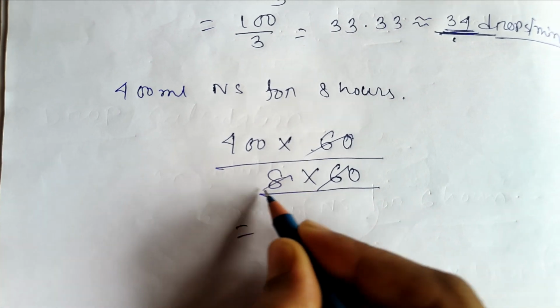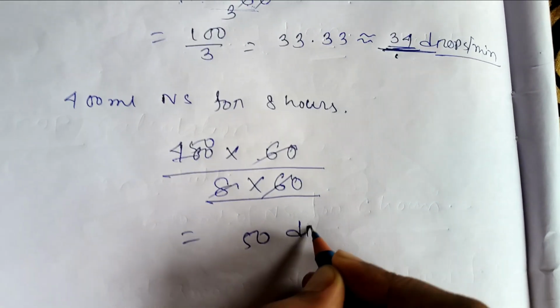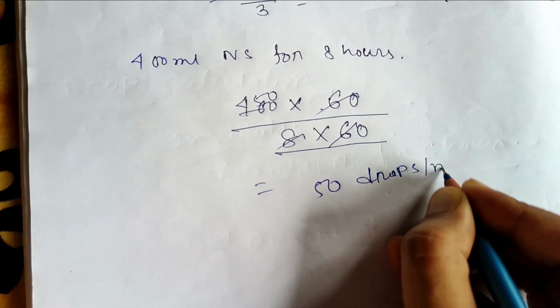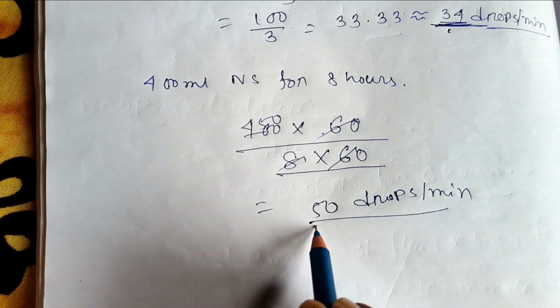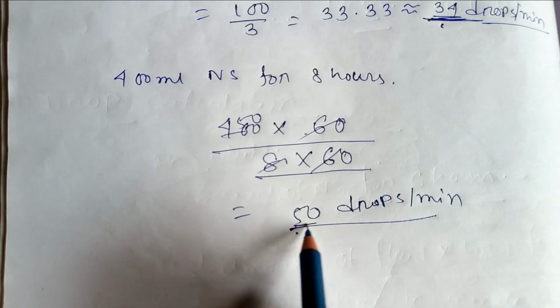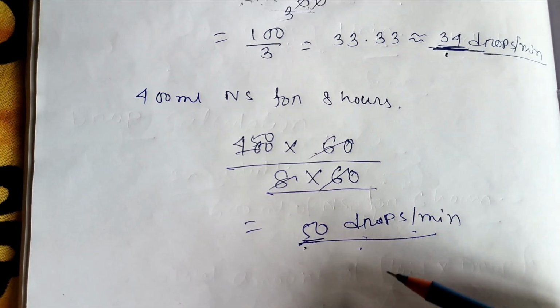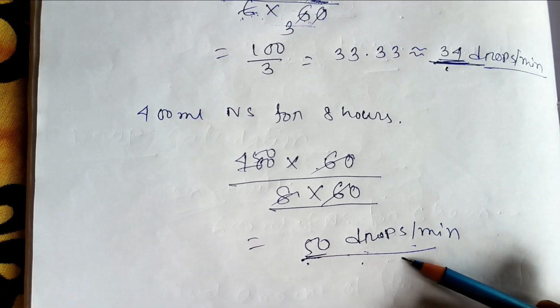So by this way we get the drops per minute. It should be calculated as 50. So 50 drops per minute. So we have to administer to the patient; the pediatric child is getting 50 drops per minute of fluid. Okay, so by this formula we can calculate any amount of fluid, how many drops the patient is taking.